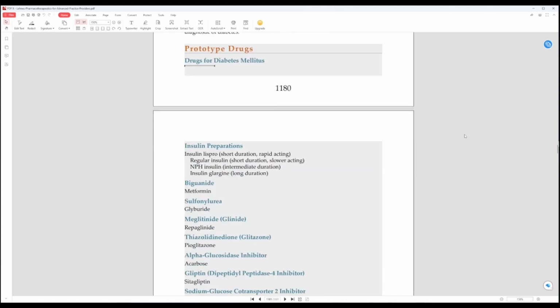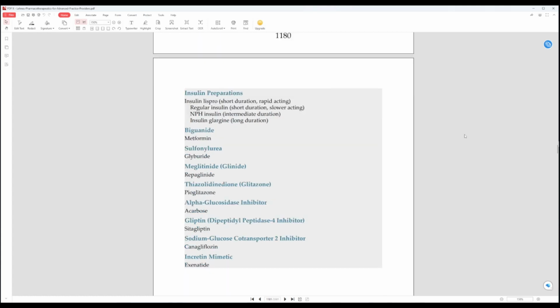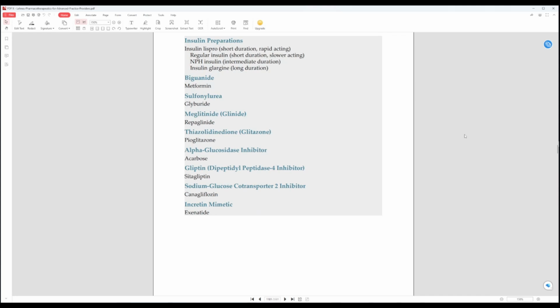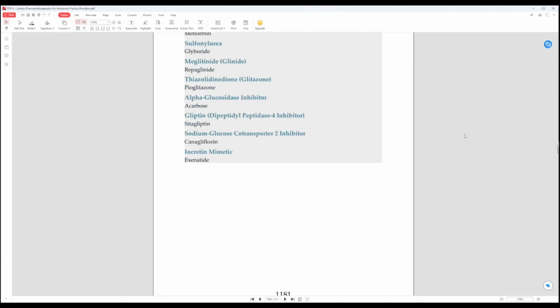Which brings us now to the prototype drugs for diabetes. Your insulin preparations, then your biguanide, your sulfonylurea, meglitinide, thiazolidinediones, your alpha-glucosidase inhibitors, gliptin, sodium-glucose cotransporter 2 inhibitors, and lastly, incretin.